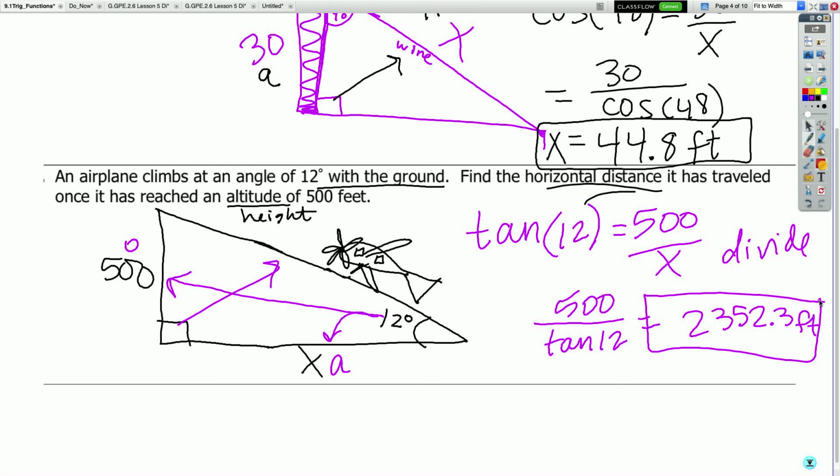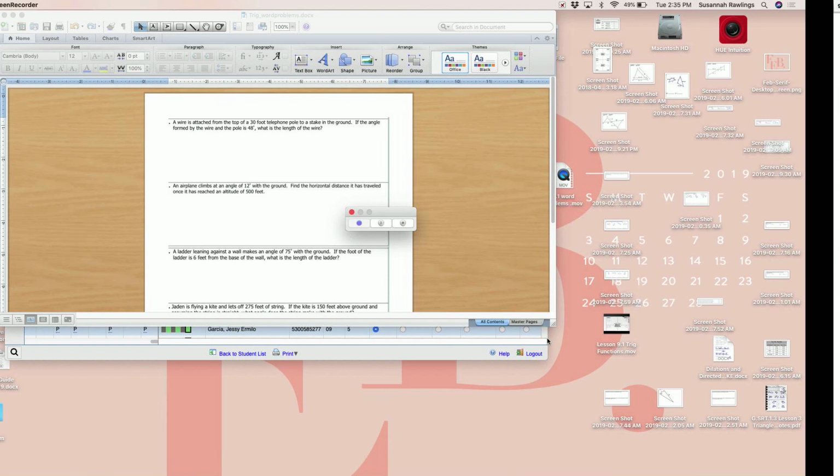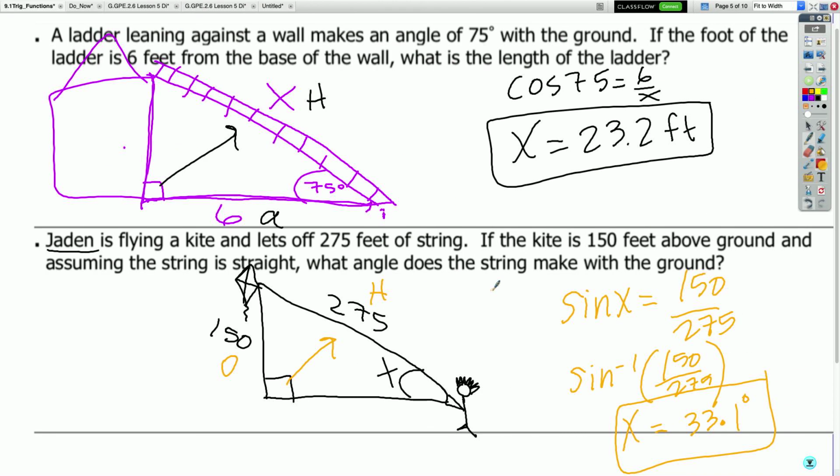Yes, I'm going to pause the video here. I want you and your partner to work through the last two word problems together. So double check your answers with the board.